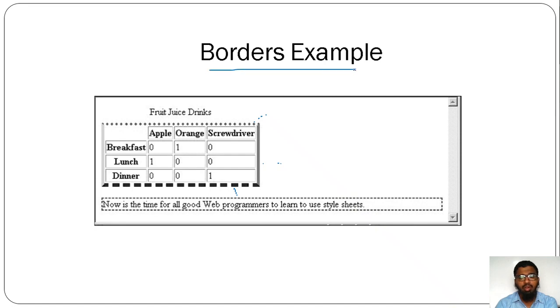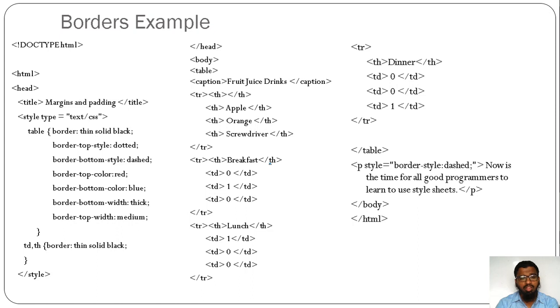So here the border example is fruit juice. This is a caption, and we have given apple, orange, screwdriver, breakfast, lunch, dinner, any sample data here. How do we create this and how do we give this dashed line, dotted line? So here is the code for that.